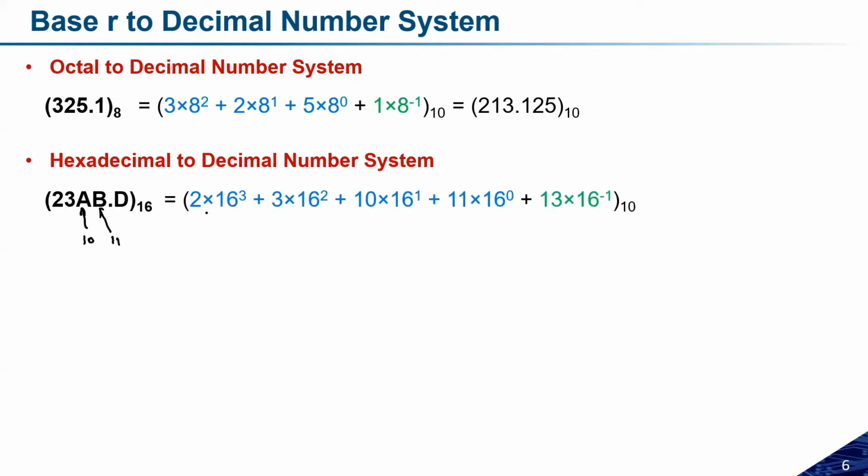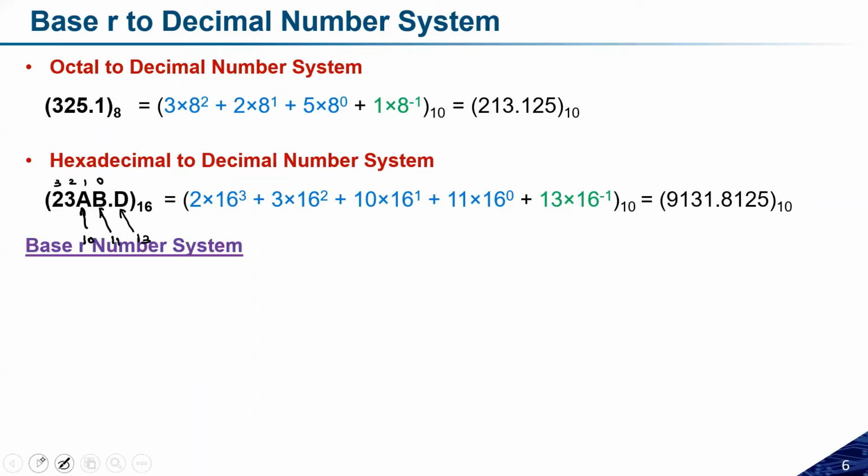To do that, we have to simply take 2 into 16 to the power 3, because the positions are 0, 1, 2, and 3. So 2 into 16 to the power 3, plus 3 into 16 to the power 2, plus, because a is equivalent to 10, we use 10 here, so 10 into 16 to the power 1, plus 11 into 16 to the power 0, plus 13. D is equivalent to 13. So we can convert it into the decimal number system. This is the simplest way we can do that. Once we solve it, we'll get some number.